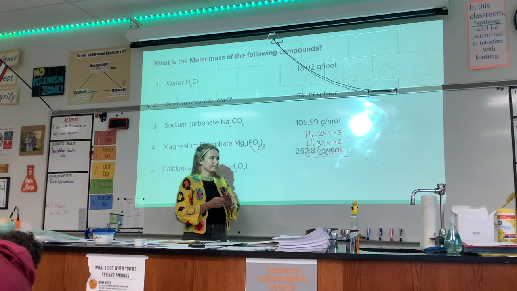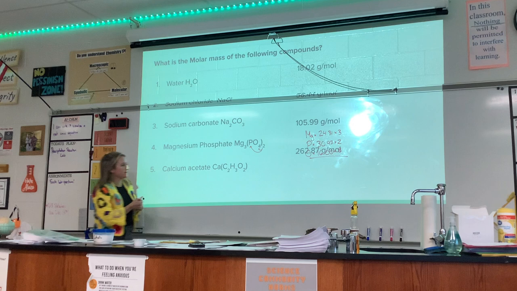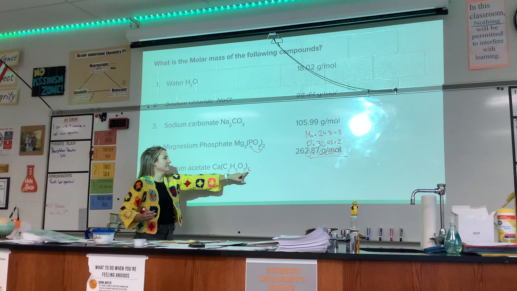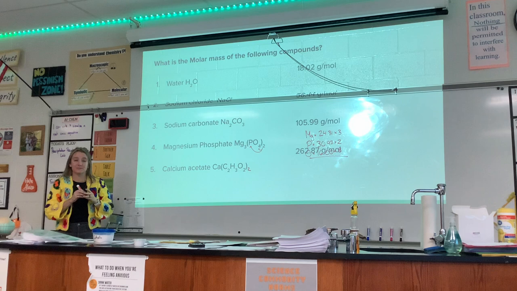Okay, try number five. Oh, there's something missing on mine. Is there two on yours right here? No. It's missing two. Okay, put a two there. That's why there's parentheses. Try number five with your table buddies, and then we'll check it here in a few minutes. Okay, ready, go.